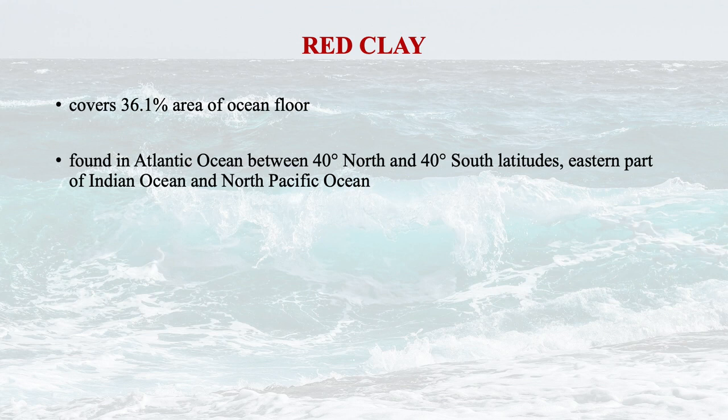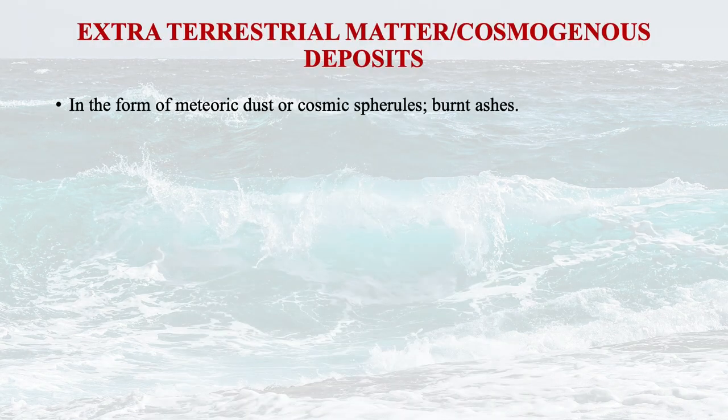It is found in the Atlantic Ocean between 40° north and south latitudes, and the eastern part of the Indian Ocean and the northern Pacific Ocean. Now we are left with another important type of ocean deposit, that is the extraterrestrial matter, which is also called cosmogenous deposits, because they are in the form of meteoric dust or cosmic spherules.